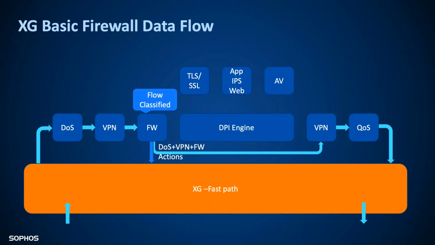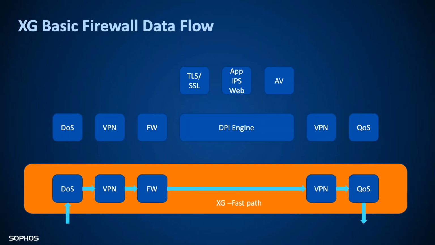Now, what happens after that? After the firewall has seen one packet in each direction of a flow, it knows how to treat all future packets from that connection. So it allows the firewall to program a connection cache to your XG fastpath. It will tell the fastpath how to treat the future packets in the same connection.